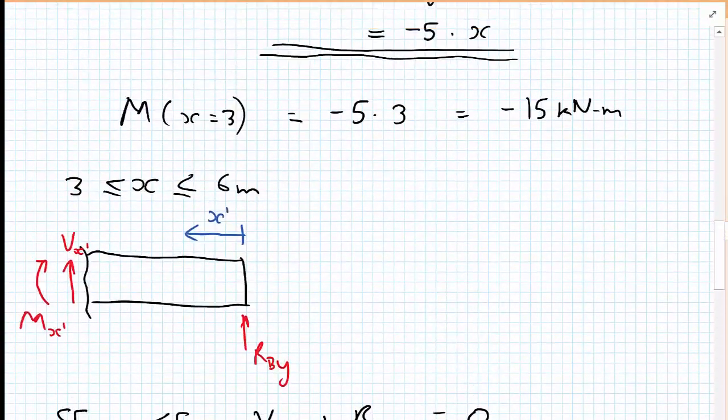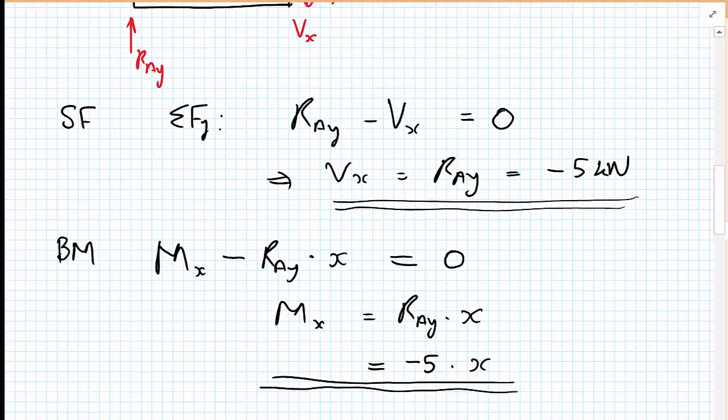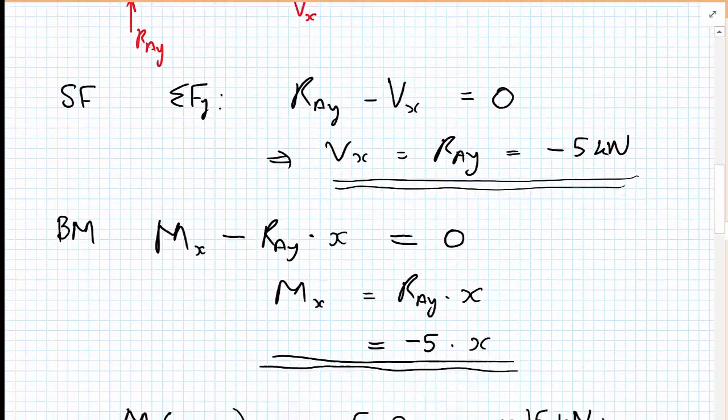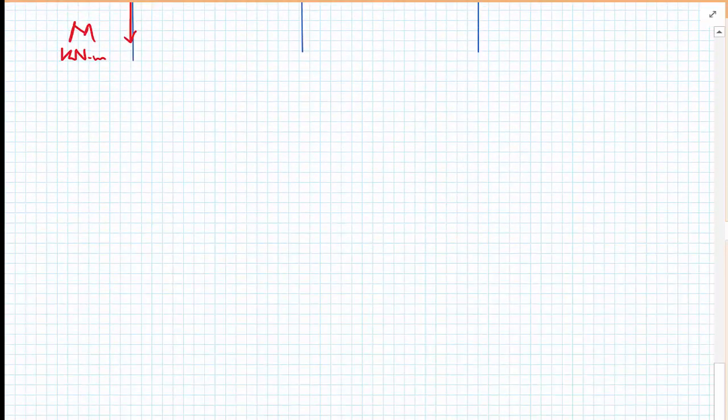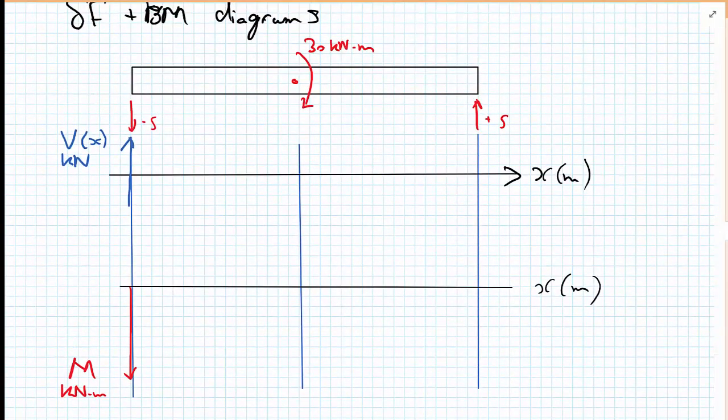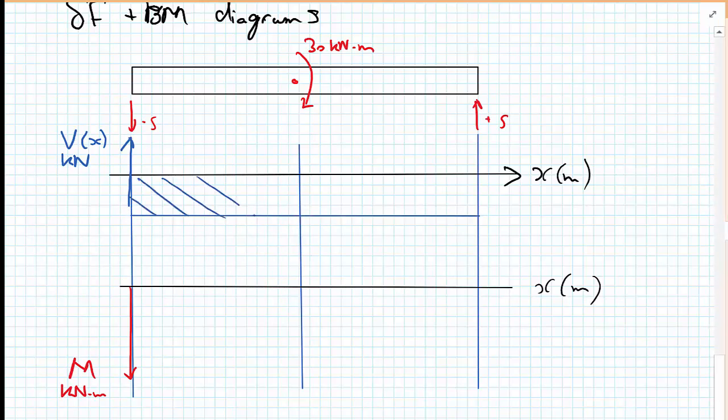Now we go back to our shear force functions, and for this right hand side we had shear force was a constant -5 kilonewtons, and likewise for the left hand side we had -5 kilonewtons. So drawing our shear force diagram now, just shading it in, label it up, -5, -5, and we see at the center that the point moment has made no difference whatsoever to the shear force diagram.